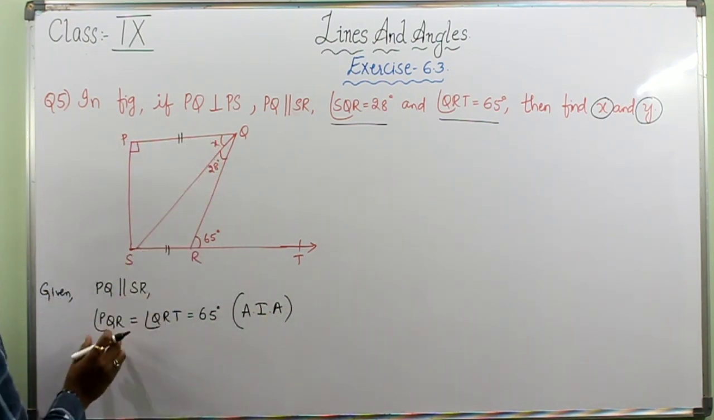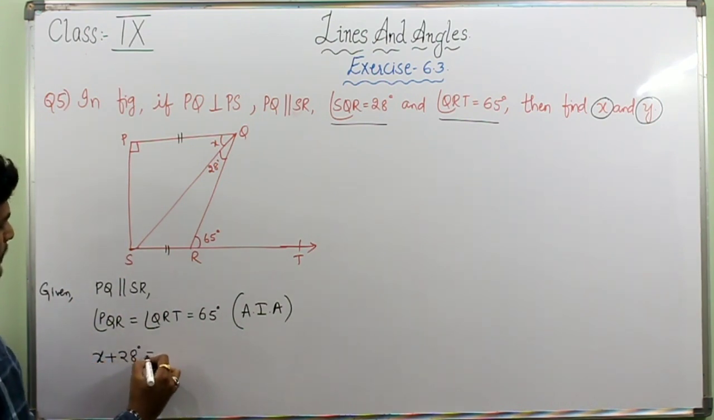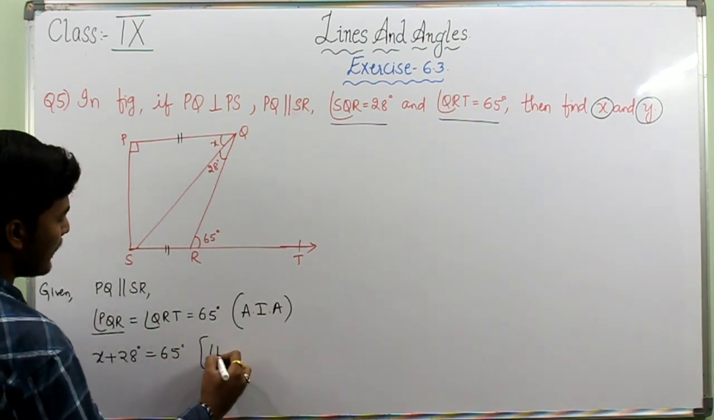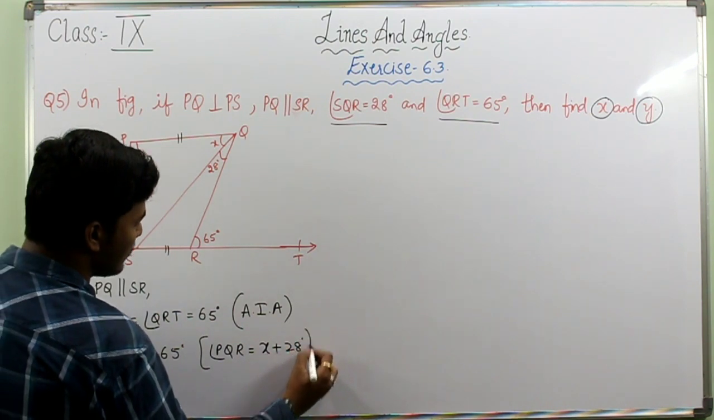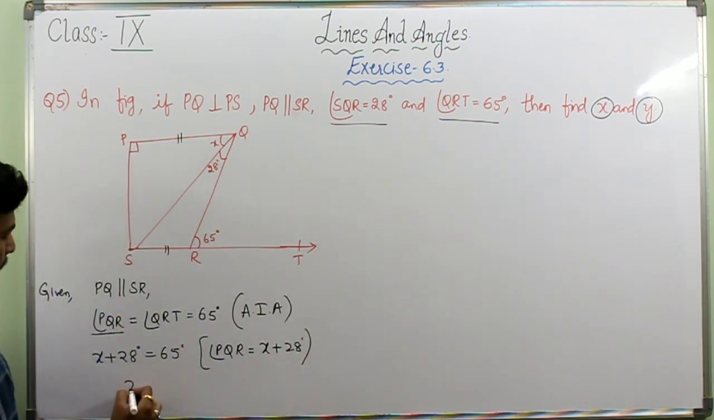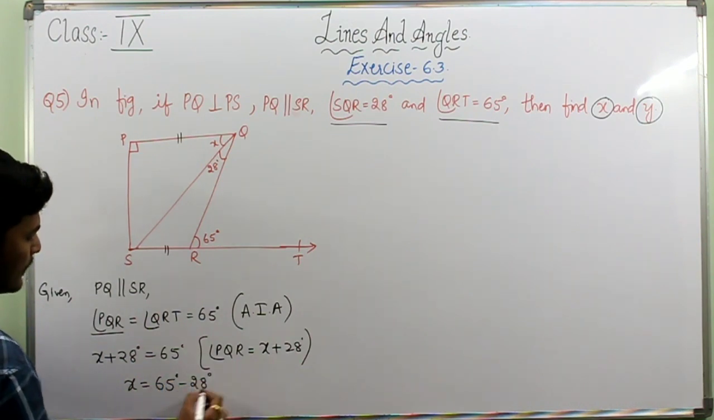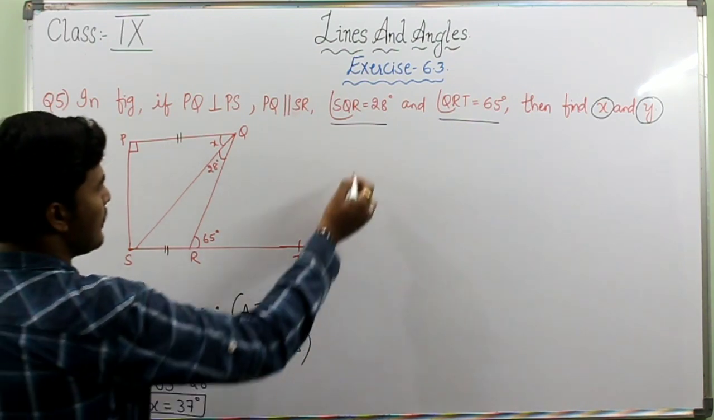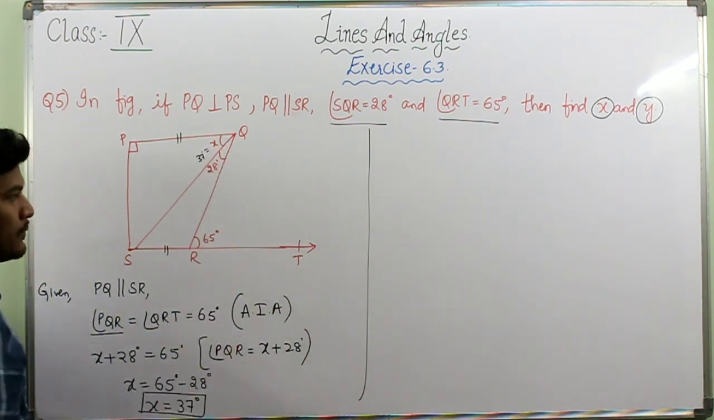But this angle PQR is a combination of X plus 28 degrees, which is equal to 65 degrees. Why? Because angle PQR is equal to X plus 28 degrees. So from this, X will be what? 65 degrees minus 28 degrees. From that, X will become 37 degrees. So we found the value of X as 37 degrees.